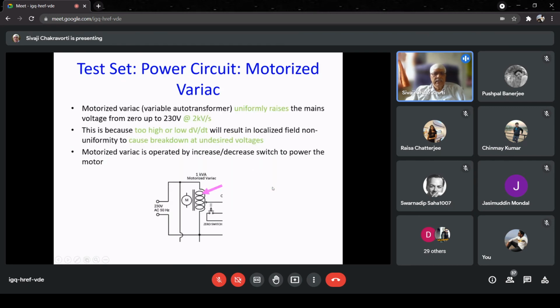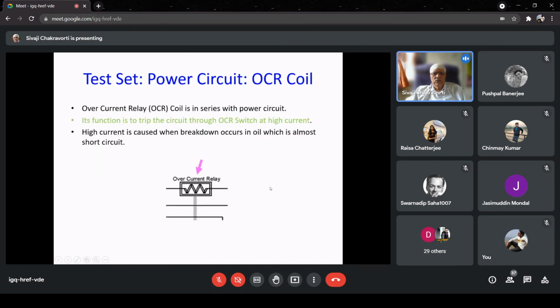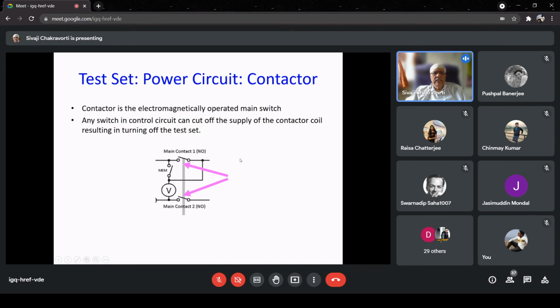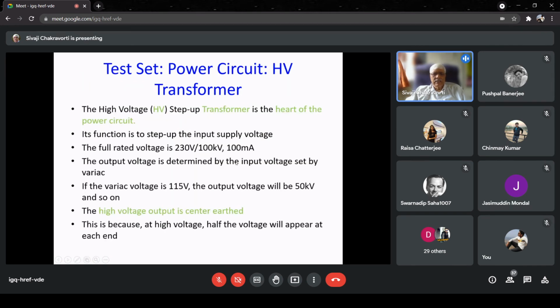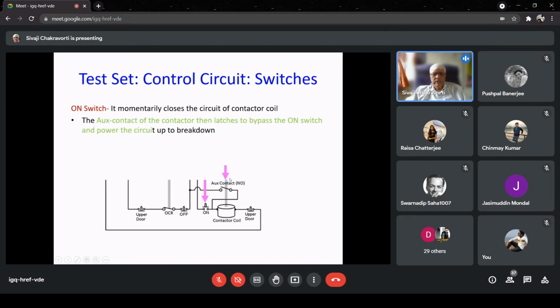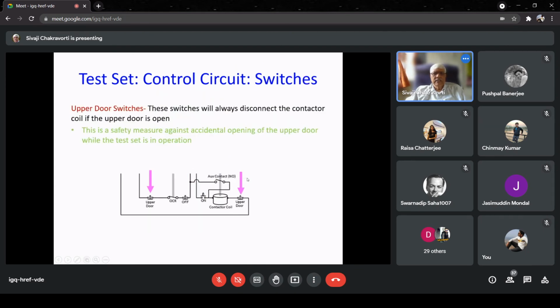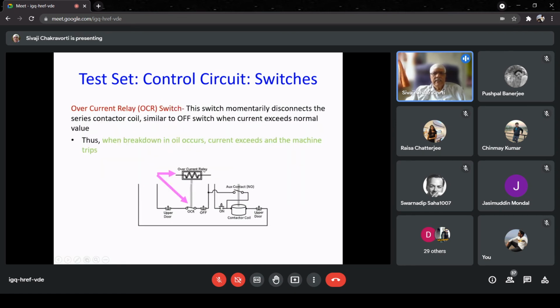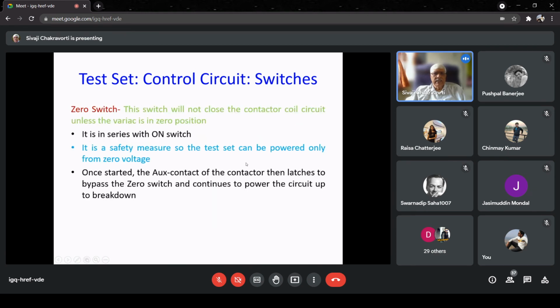This I have already explained. This is the motorized variac with zero switch. I have already explained the overcurrent relay. Then I have explained the main contact. I have explained the center tap transformer. I have explained the auxiliary contact, door contact, and this overcurrent relay contact.